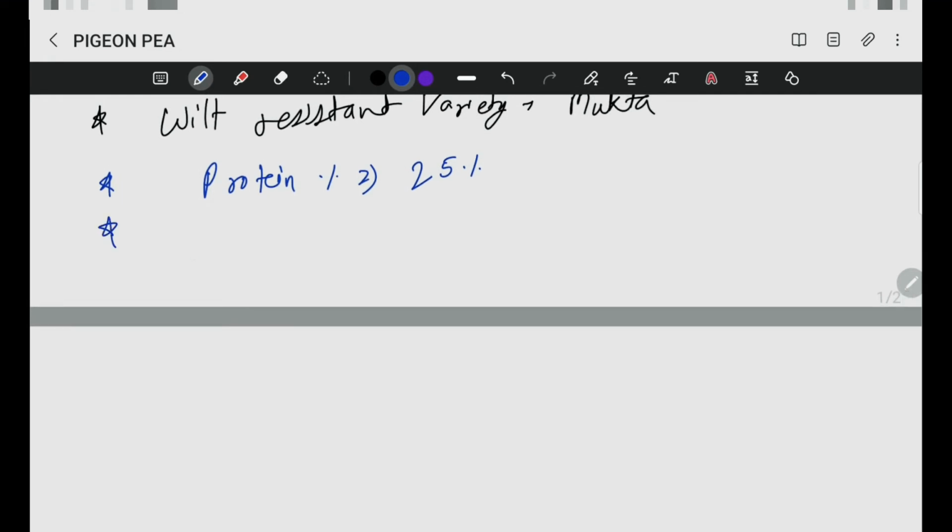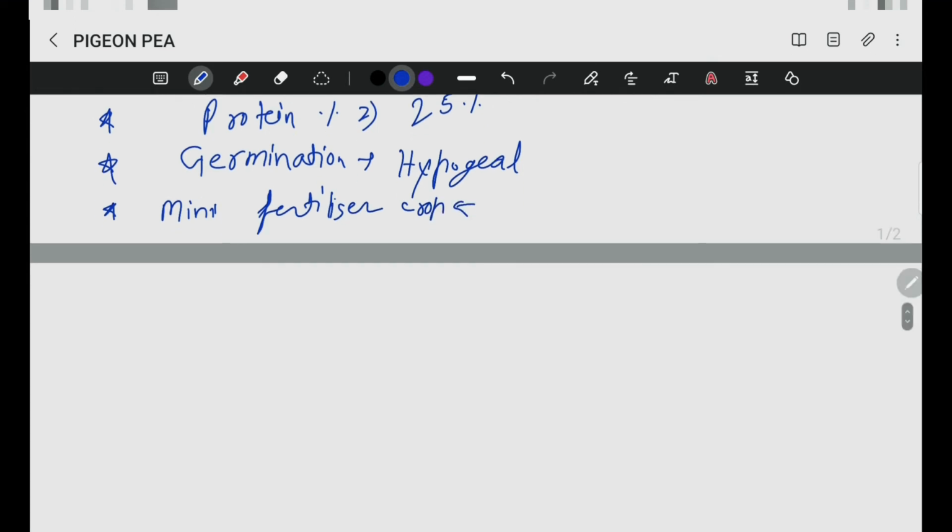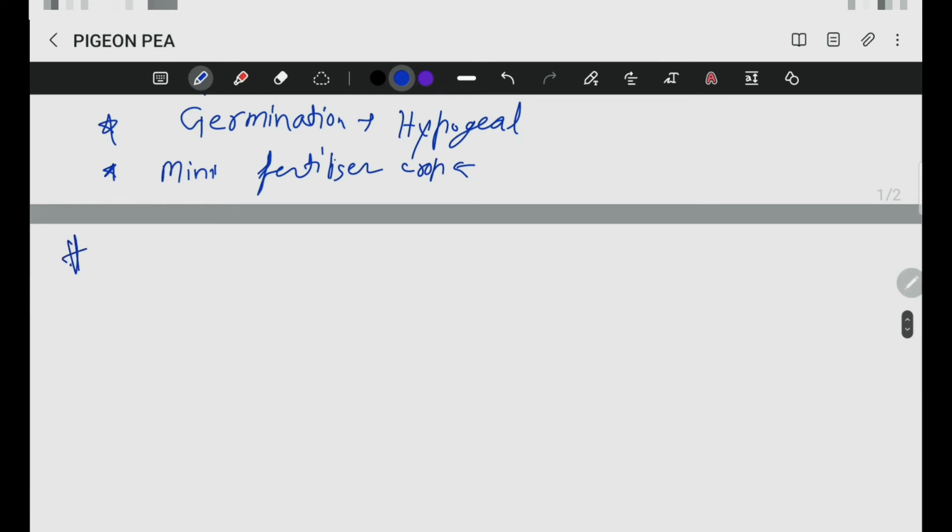Now we will talk about germination. In pigeon pea, germination is of hypogeal type. Okay. Pigeon pea is also called mini fertilizer crop, because it needs a very minimal amount of fertilizer. Okay. Now again a VVI point.